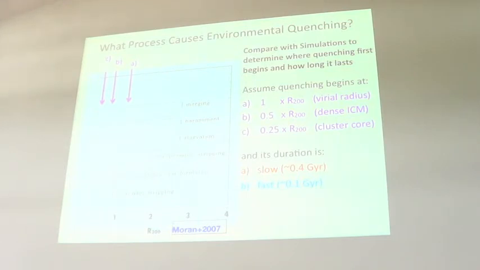You can assume quenching begins at 1 virial radius. You can assume quenching begins at half of R200, where the dense ICM begins. Or you can assume quenching begins at 0.25 R200. You have to wait till you get to the cluster core to be quenched. Then we're going to compare against our various options and see if we can learn anything. And quenching can either be fast or slow.